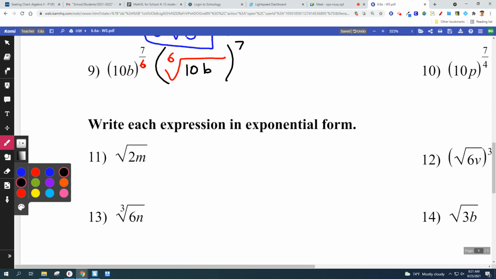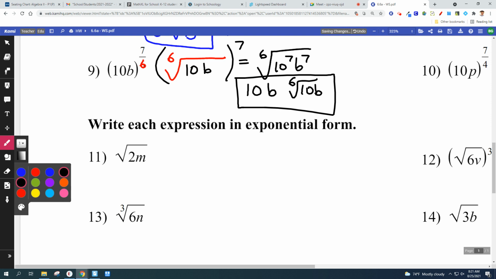Or if you were going to simplify that, you would call that the sixth root of 10 to the seventh, b to the seventh. So both of those things are to the seventh power. If we want to simplify, we'd say 6 goes into 7 one time with 1 left over. And likewise for the b, 6 goes into 7 one time with 1 left over.